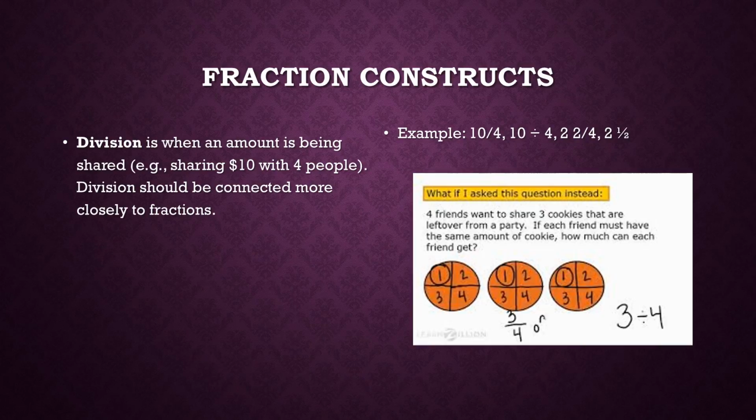In the example on the right, basically is about cookies. 4 friends want to share 3 cookies that are left over. So we have the 3 cookies, so we're going to divide them each into 4 parts because there are 4 friends. Then we figure out that that really means 3/4 or 3 divided by 4, and that's our answer. Each person gets 3/4 of a cookie. That might be hard to divide, but that's the answer nonetheless.